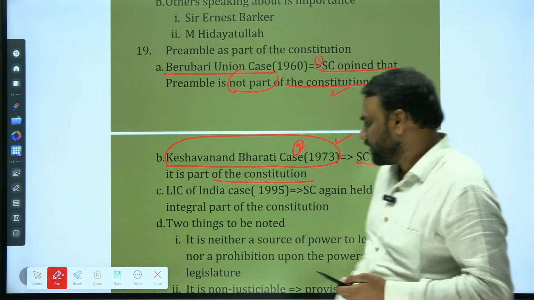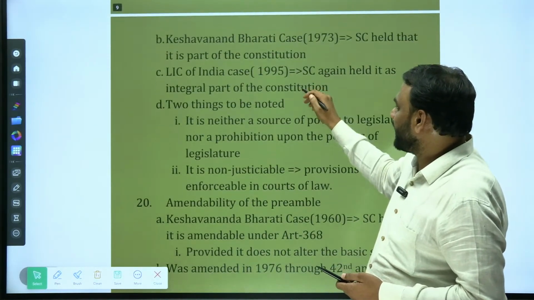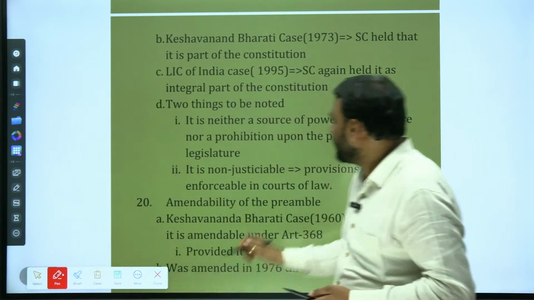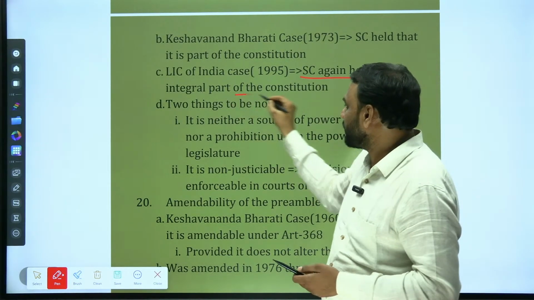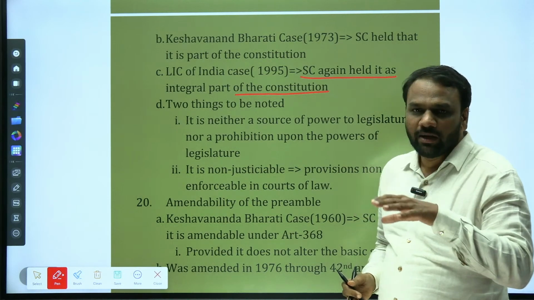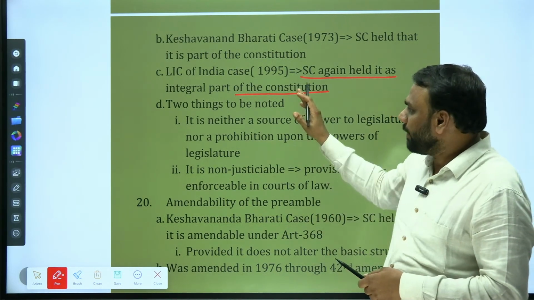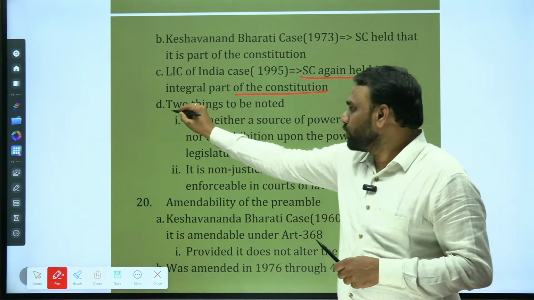Next, in LIC of India case, 1995, Supreme Court again held it as integral part of the constitution. So whatever in the Keshwanand Bharti case, Supreme Court had said that preamble is an integral part, again it upheld that preamble is an integral part of the constitution. Next, two things have to be noted.